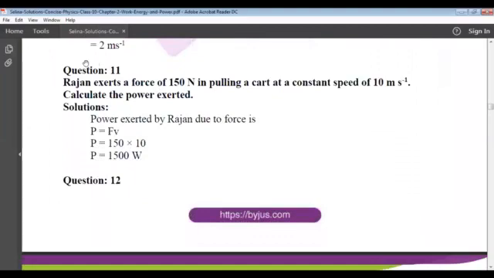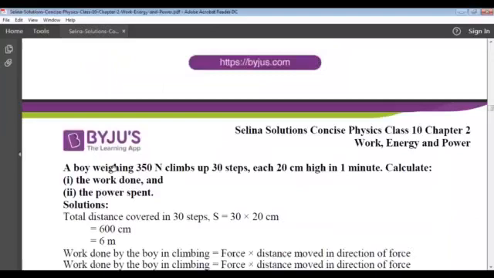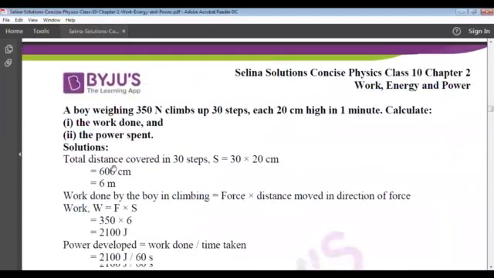Next. Rajan exerts a force of 150 Newton in pulling a cart at a constant speed of 10 meter per second. Calculate the power exerted. So the power exerted by Rajan due to force is how much? Power is equal to force into velocity. Force is 150 Newton, velocity is 10 meter per second. So therefore the power developed is how much? 1500 watt.